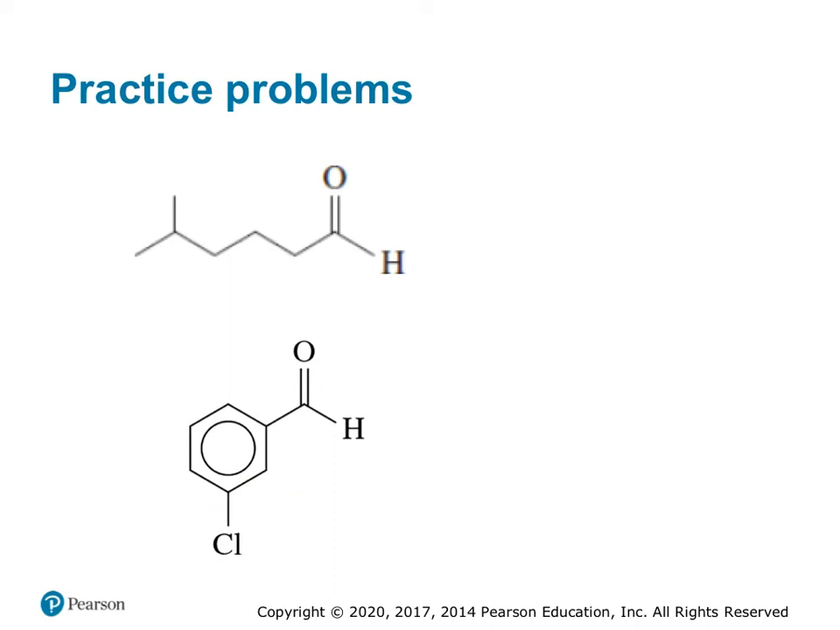So let's practice a couple more. Looking here, here's my carbonyl group, carbon double bonded to oxygen at the end, so it's an aldehyde, and we have 1, 2, 3, 4, 5, 6 carbons. So that is hexanal, and I number my carbons starting at 1. So this methyl group is on carbon 5, so we'll call it 5-methylhexanal.